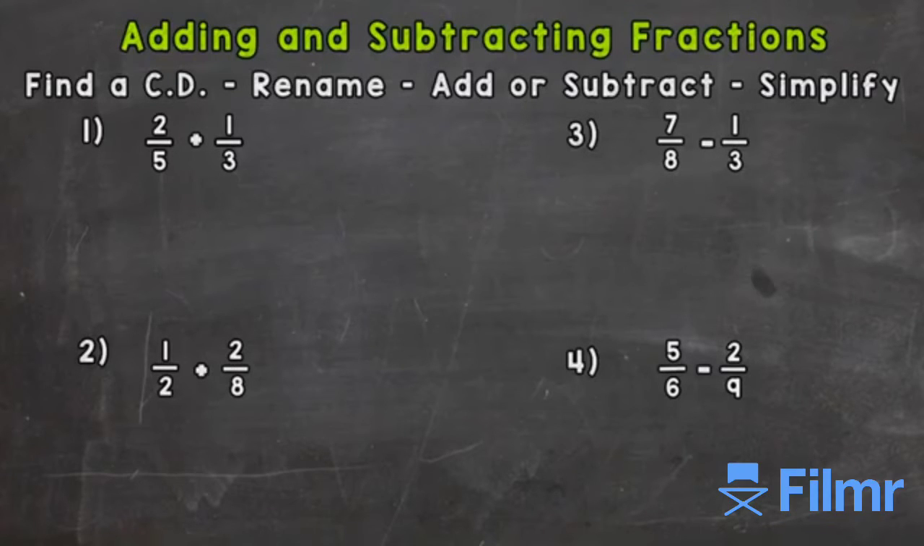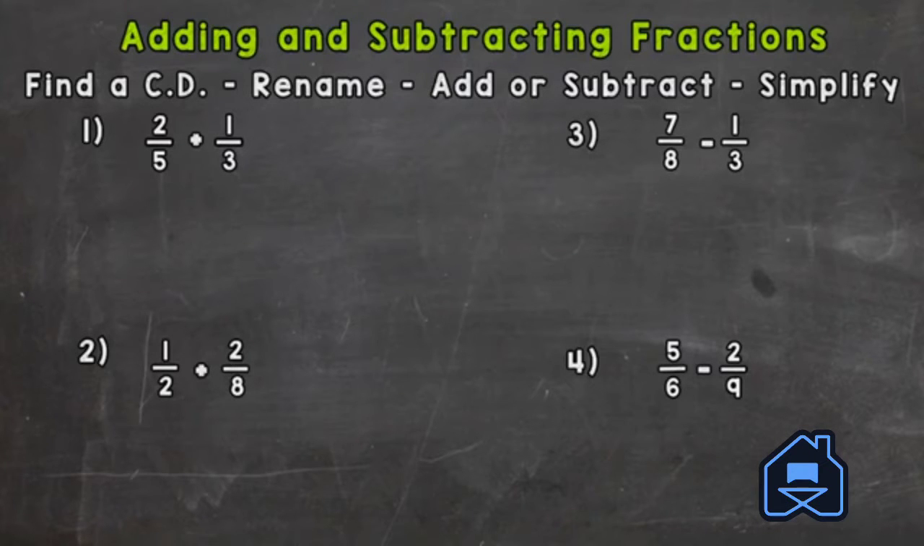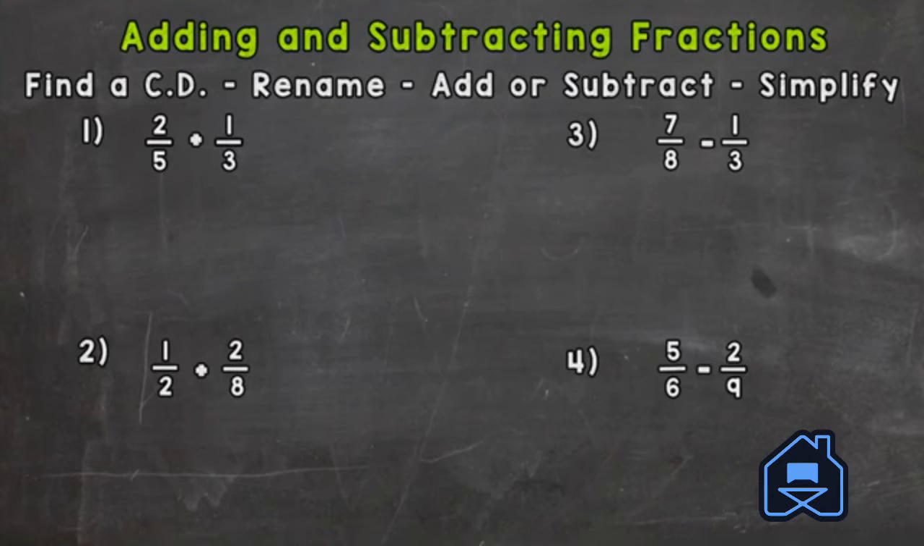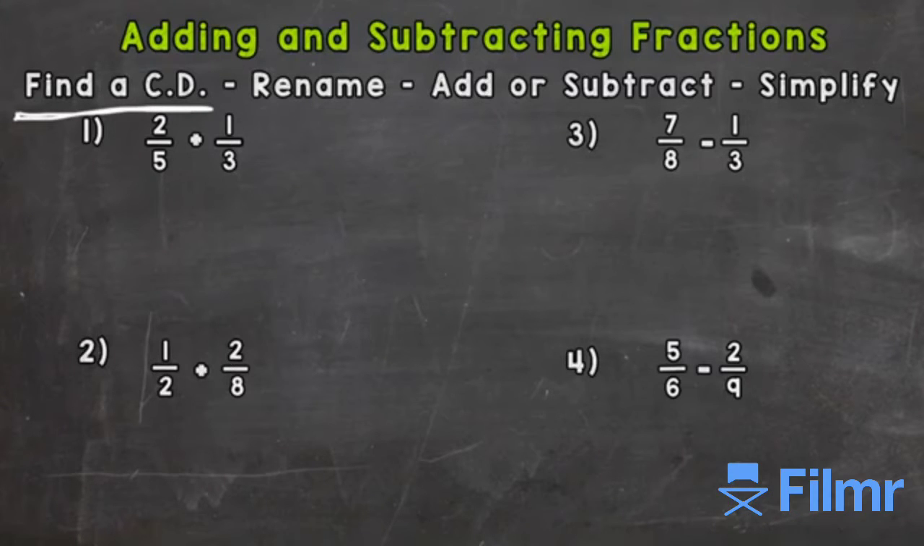So for number 1, we have 2/5 plus 1/3. And the first thing you want to check for when you have an adding or subtracting fractions problem is to see if your denominators or bottom numbers are the same. And for this, obviously, we have a 5 and a 3. So we are not ready to add those fractions yet. So our first step, we need to find a common denominator. And the way you do that, we need to find the least common multiple between 5 and 3.